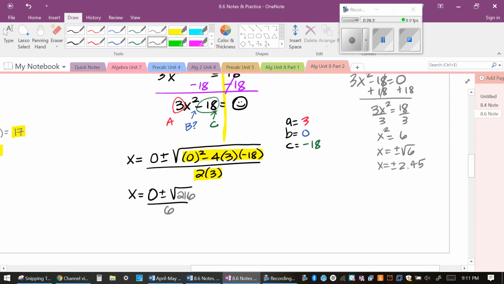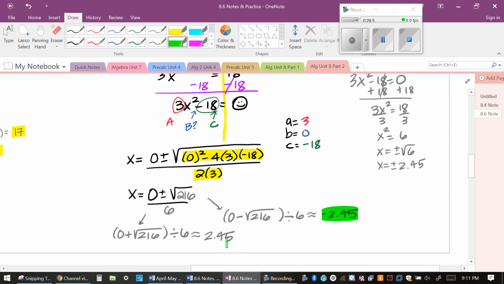Okay, so now, because I'm square rooting a positive, I'm going to have two answers. 0 plus the square root of 216, then divided by the denominator, which is 6, and then 0 minus the square root of 216, divided by 6. Go ahead and put those in your calculator, and you'll see that one answer is positive 2.45, and the other one is negative 2.45, which are the same exact answers that I got when I used SADMEP.